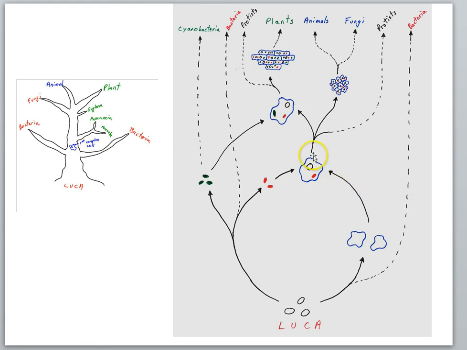But the incredible story that endosymbiosis tells is that two species of bacteria united to form more complex cells. And many of the creatures that we love and know well, the plants and the animals, are the result of these endosymbiotic events in the Earth's past.